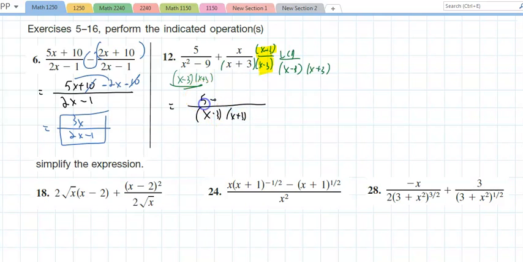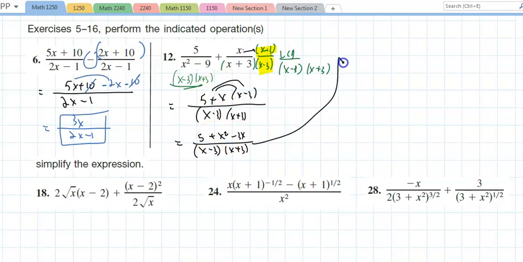So over the LCD, now I'm looking at a 5 plus x multiplied by x minus 3. The denominator I just dragged with me. At the end, if I could cancel things out, I would, but besides that, that's pretty much it. I'm looking at x squared minus 3x plus 5 divided by x minus 3 into x plus 3, and since the top doesn't factor, we're done.